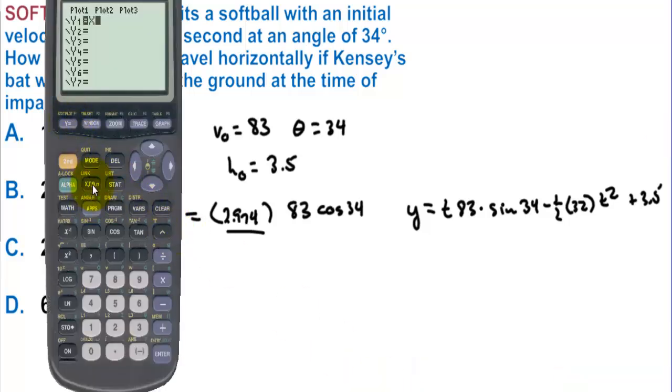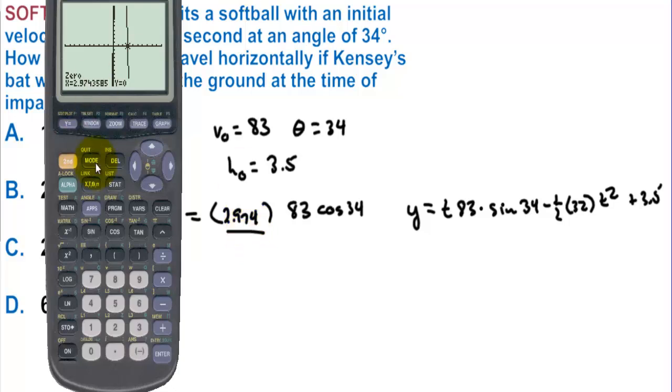We have y equals x times 83, times sine of 34 degrees, minus 0.5 times 32 x squared, and then plus 3.5. Let's graph this. In the standard window, we're very close to a value of 3, so we can go second, calculate. Number 2 is a 0. I'm guessing to the left is 2, to the right would be 4, and we're somewhere around 3. The x value is 2.974.